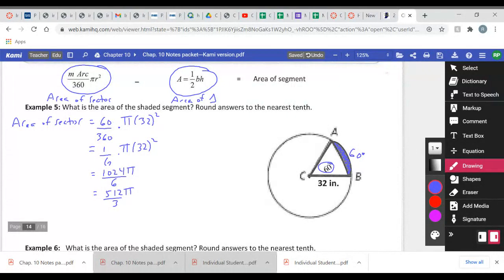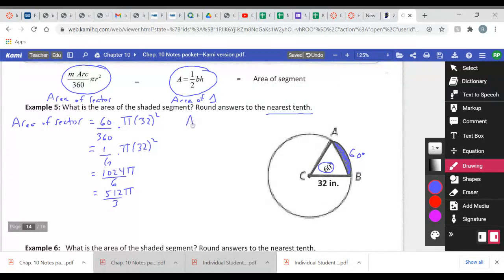Again, I'm not putting that as a decimal yet since the 3 doesn't go in evenly, because I don't want to round and round and round throughout the problem. It's going to alter my answer too much. So I want to keep it exact. And then when it says round to the nearest tenth, that means I will round at the end of the problem to the nearest tenth. I will only want to round one time in a problem. So I found the area of the sector, which is this whole section of the circle.